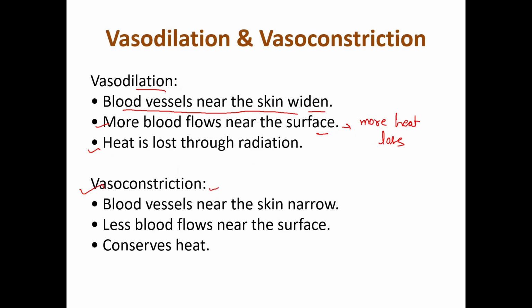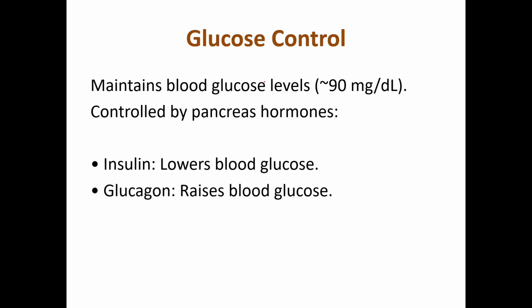Coming to vasoconstriction, the blood vessel near the skin narrows. So the blood vessel decreases its diameter; here the diameter is going to be decreased, there the diameter is going to be increased. Less blood flow near the surface leads to conserving heat in the body. It's helpful for the winter. It's helpful for the summer. Easy. Coming to another topic, glucose control.